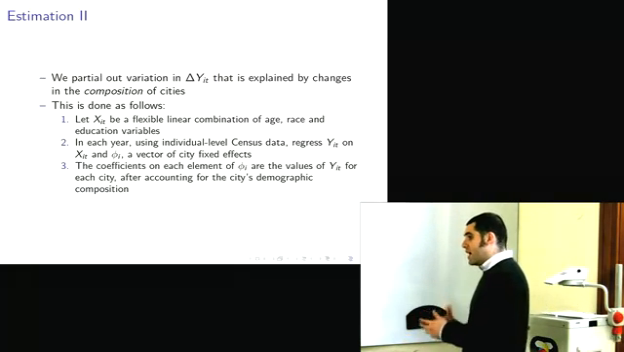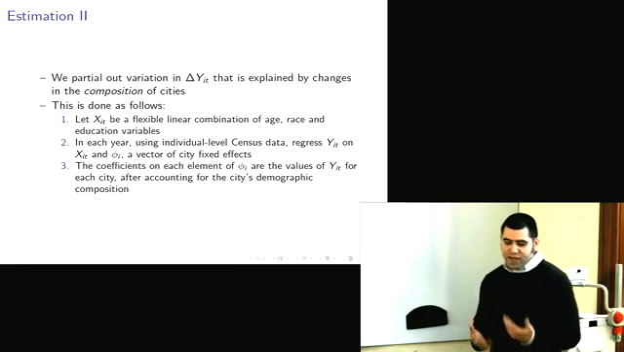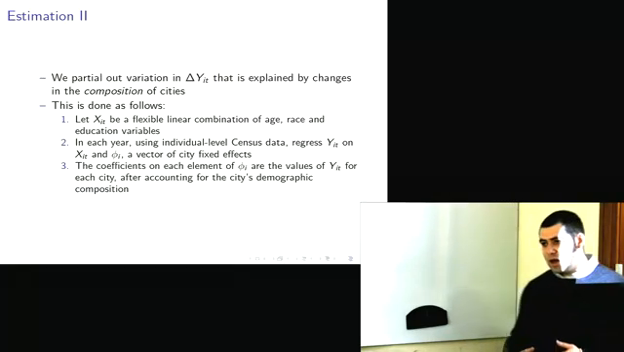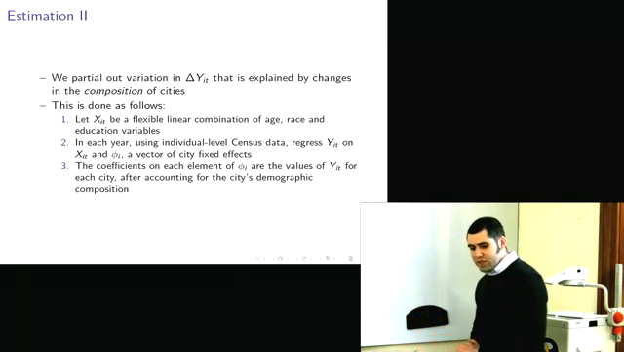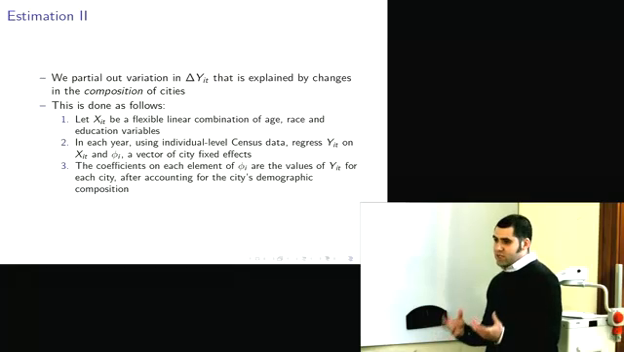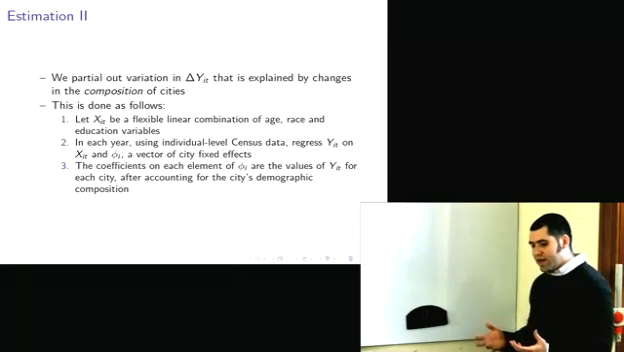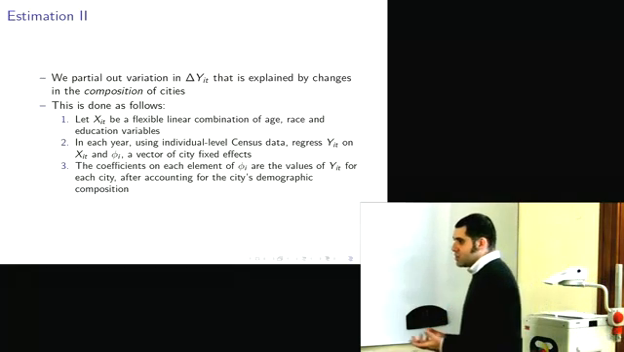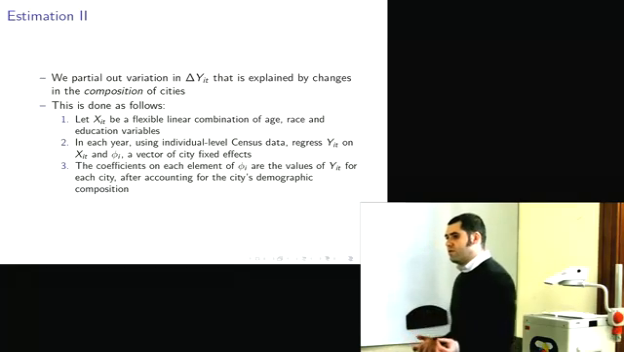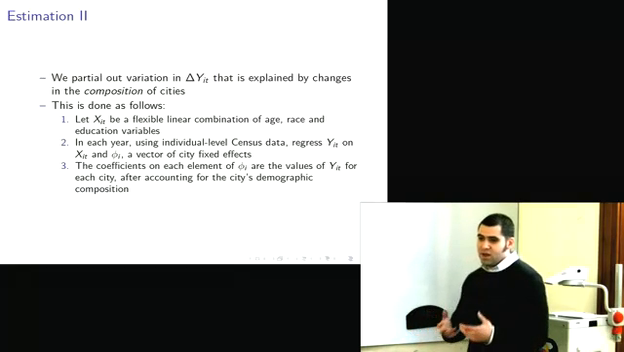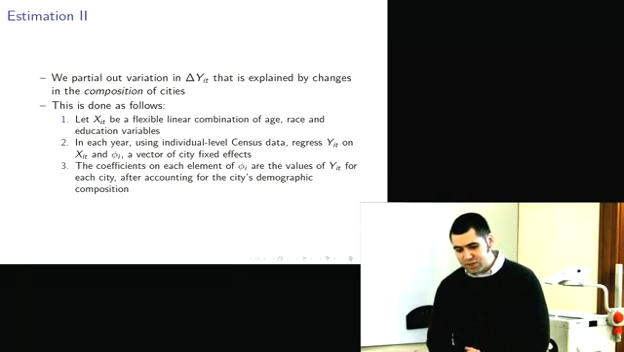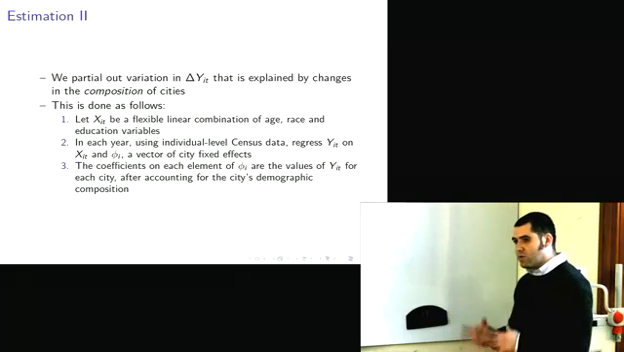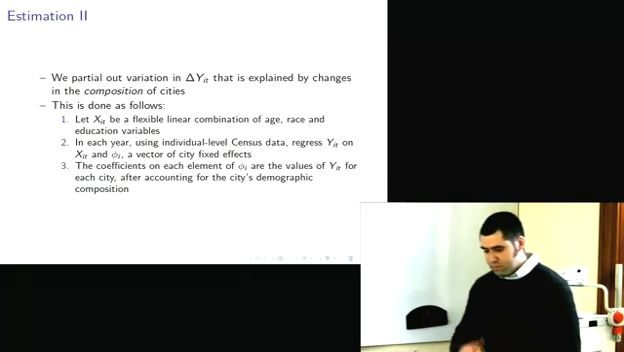We simply let X be some demographic variables. For us, they're going to be age, race, and education. What we're going to do is we're going to interact these flexibly. We're going to enter some square terms in, and then using the individual level census data, so these are individual people, for each of our census years, we're going to regress Y on X and a vector of city fixed effects. And the interpretation on the coefficient for each of those city fixed effects is going to be the wage in that city after accounting for these compositional effects. And so we're not relying solely on these long differences, we're also parceling some other stuff out.